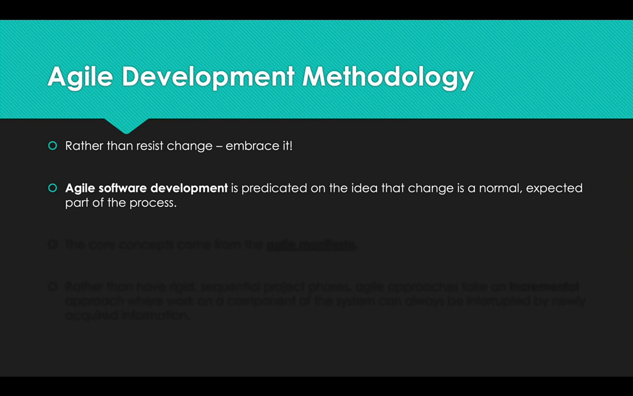It's cause for understanding the risk associated with that change and trying to mitigate that risk as much as possible, while also incorporating that change into the design or into the implementation as it's currently being done. So each of the core concepts come from this thing called the Agile Manifesto.